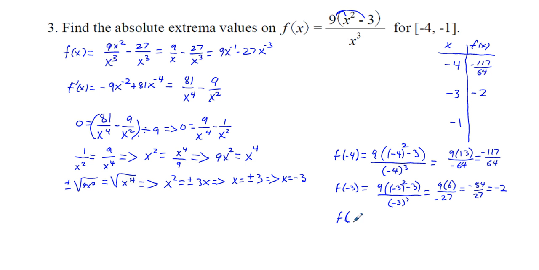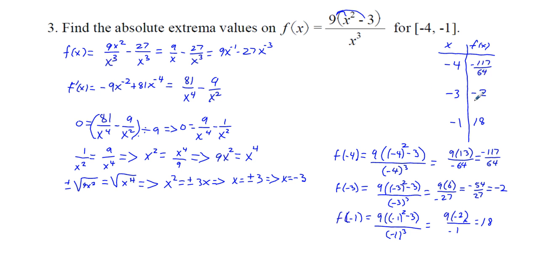And finally, f of -1 is going to be 9 times -1 squared minus 3 over -1 cubed. And working to the right, we're going to have 9 times 1 minus 3 or -2, so we'll have 9 times -2, over -1. And so that's going to simplify, the negatives will cancel out, we're going to have 18. Okay, so we have 18.